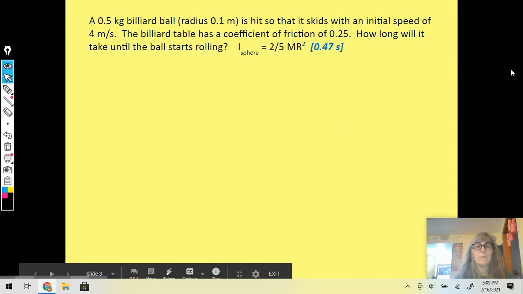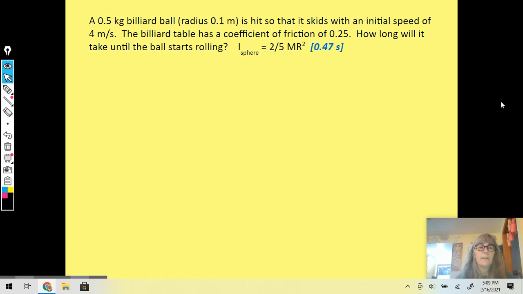So here we go. Here's a problem. So we have a 0.5 kilogram billiard ball, so not a bowling ball in this case, and it's got a radius of 0.1 meters. You probably have a pretty good idea at this point that we don't care about the radius anymore, that it will cancel. It's hit so that it skids with an initial speed of 4 meters per second. The coefficient of friction on the table is 0.25. We want to know how long it takes until the ball starts rolling. So we're looking for the time.